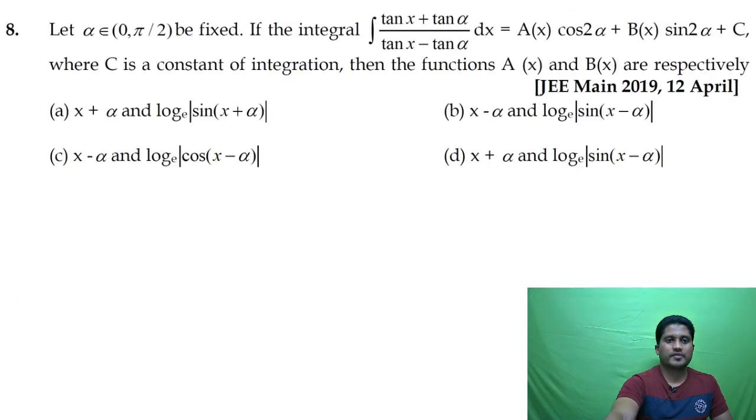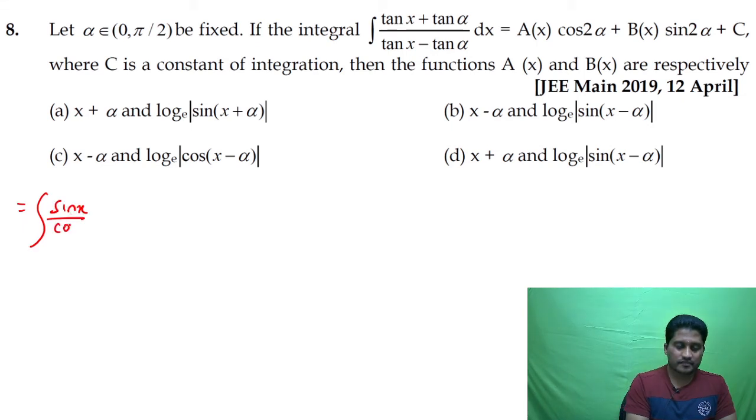Right, let's move to the next question. Tan x can be written as sin x by cos x. Tan alpha can be written as sin alpha by cos alpha.